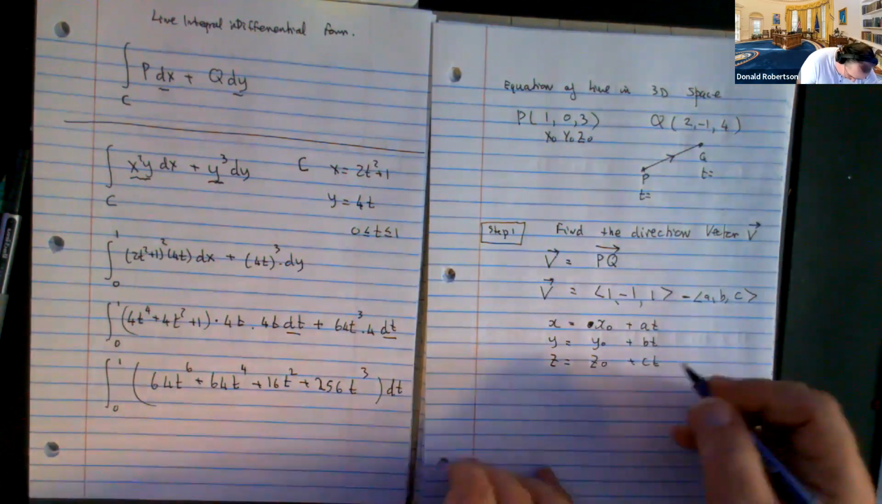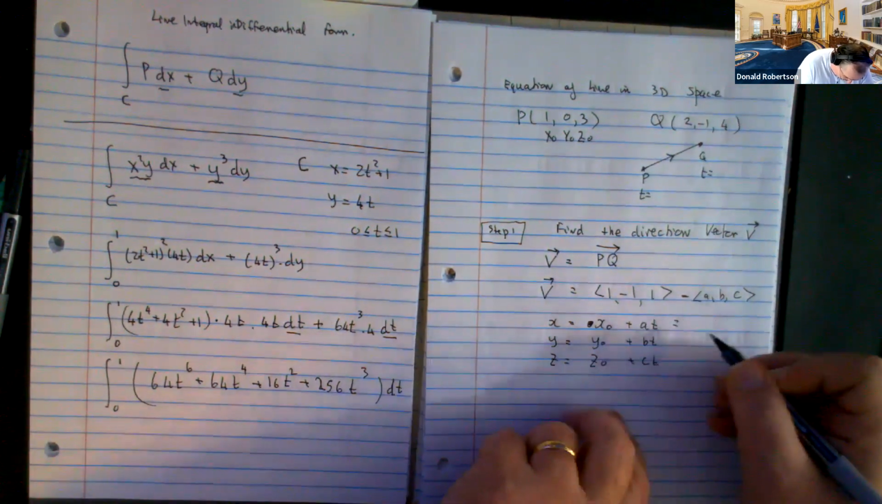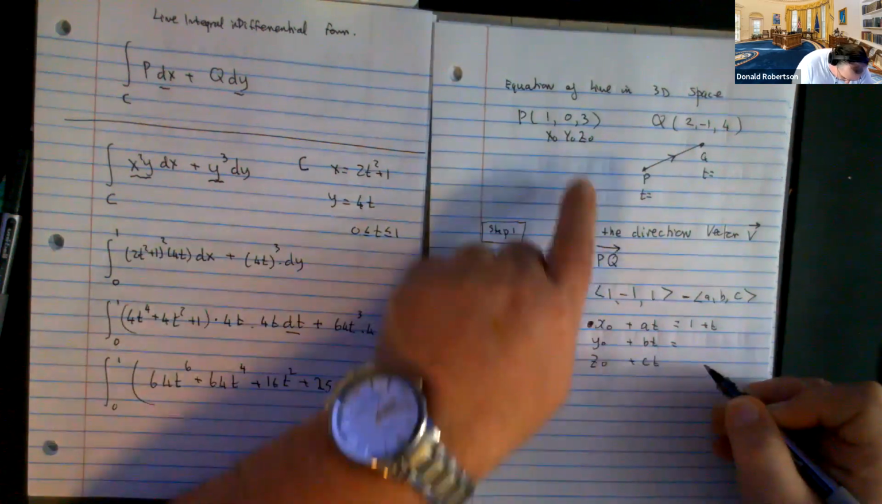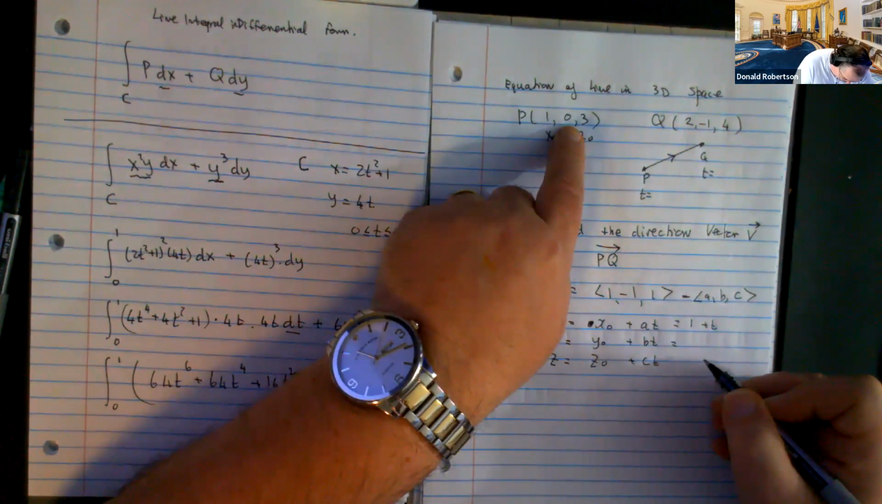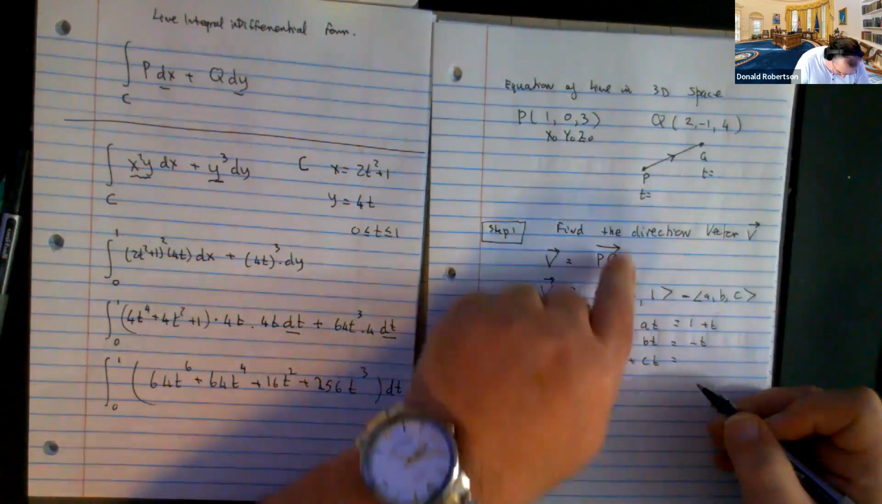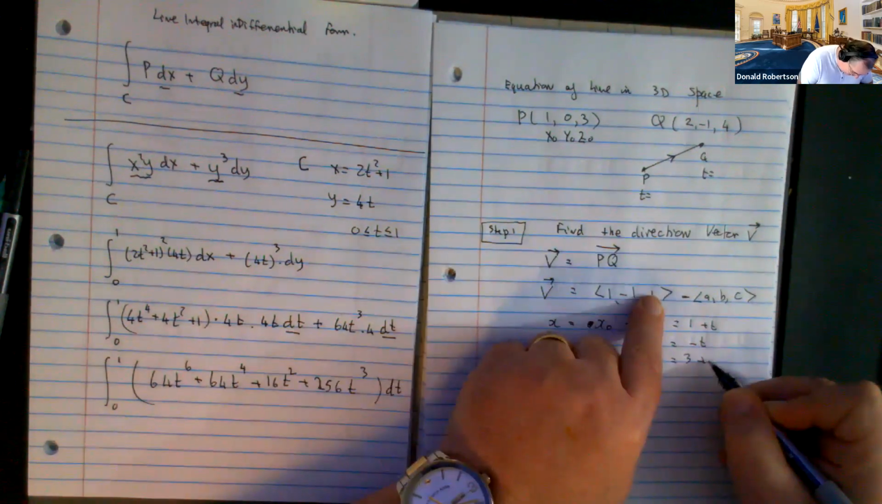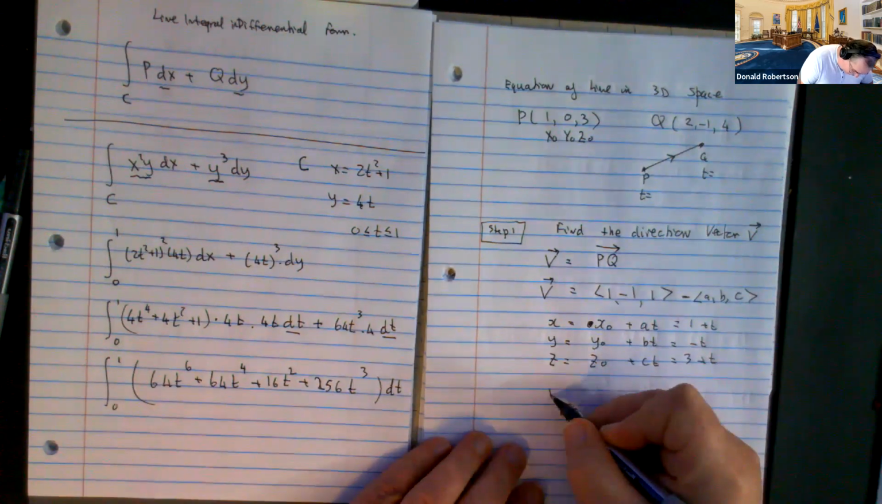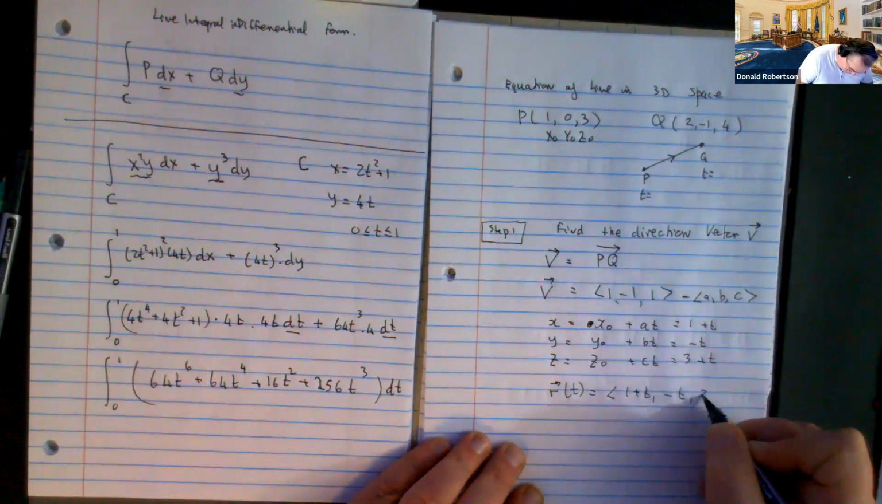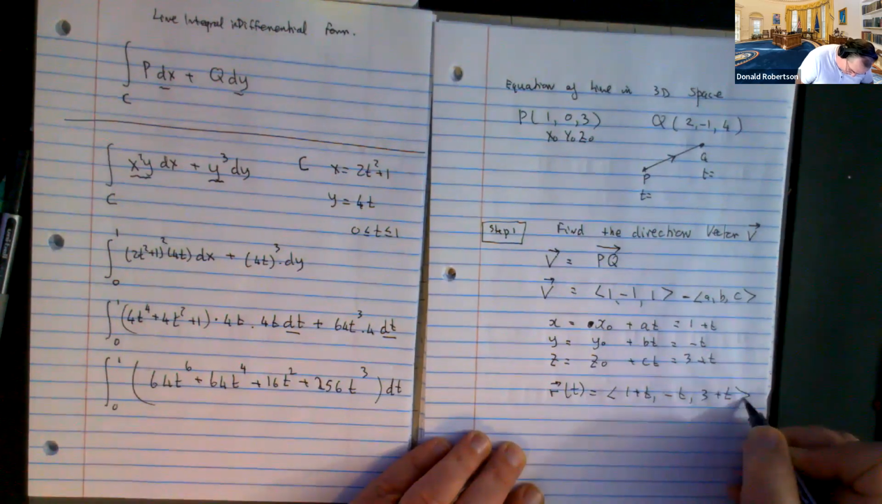So in this question, the x is 1 plus 1t. The y is nothing, minus 1t. And the z is 3, add 1t. And in space curve form, because that's a much more convenient way to write it all down, we have that.